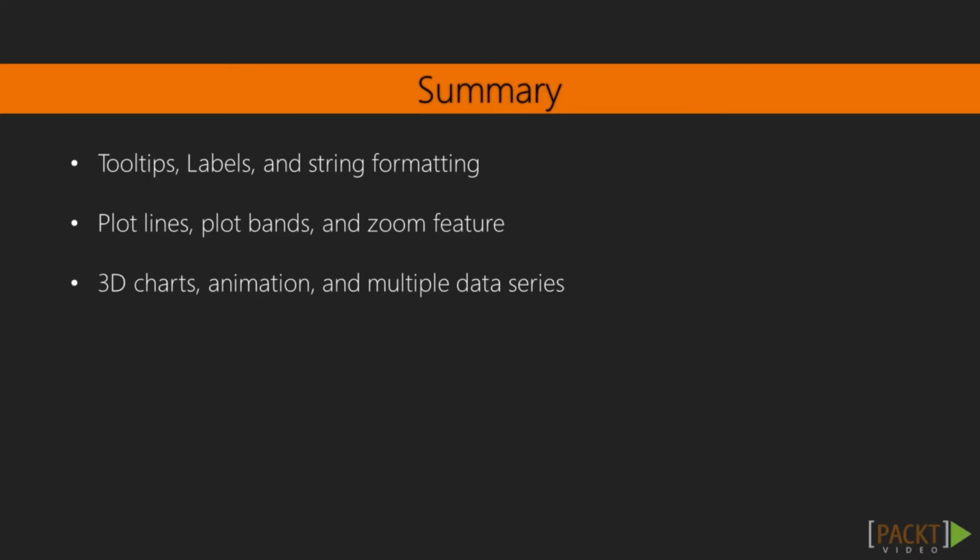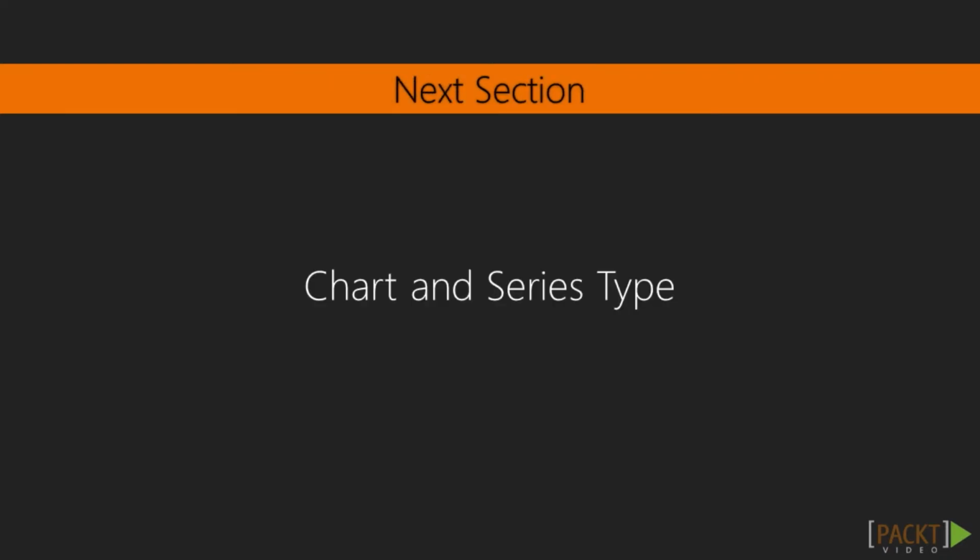Finally, we ended by looking at how we can set up multiple data series on a single chart. In the next section, we will look at how Highcharts supports a range of different chart types, such as line, area, and scatter charts, bar and column charts, pie charts, and so on.